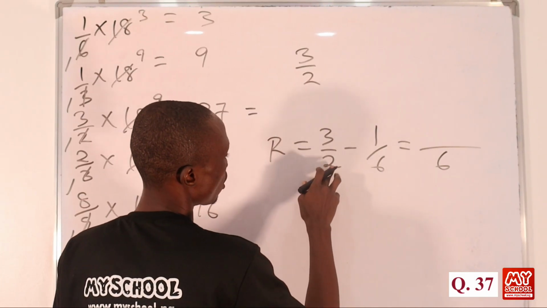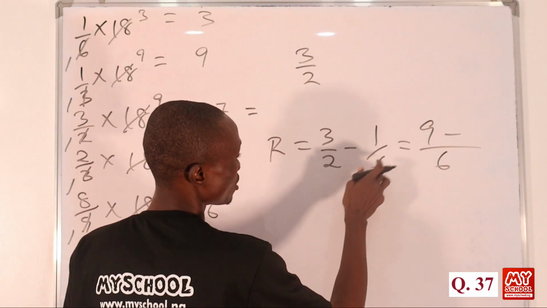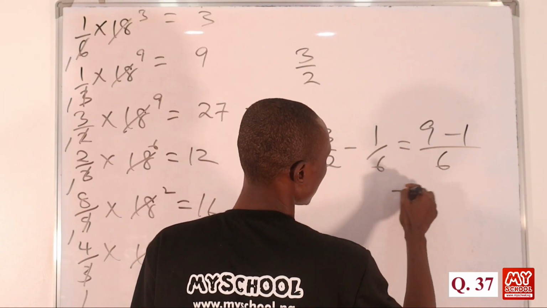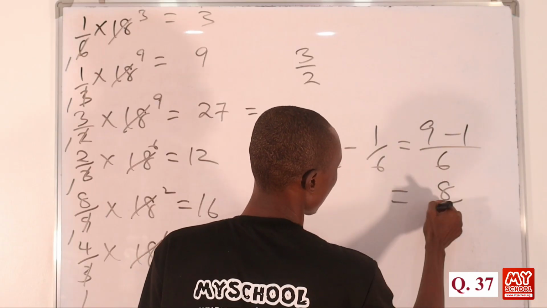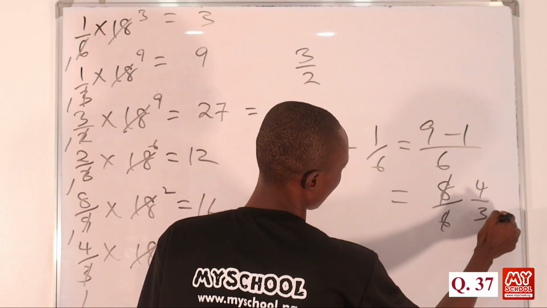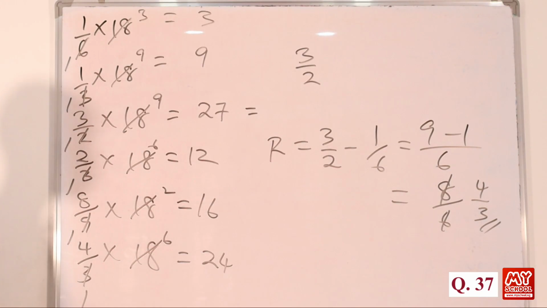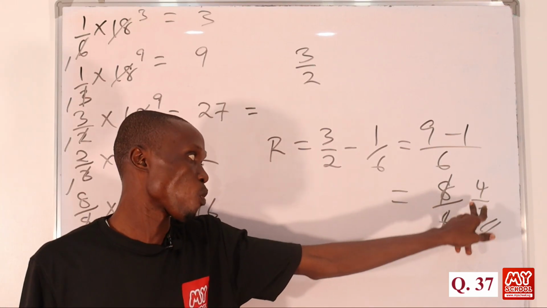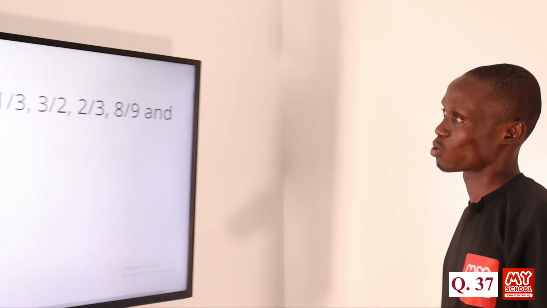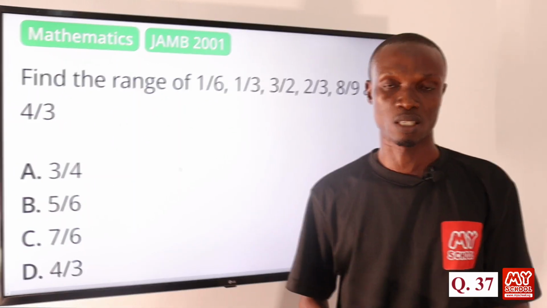2 into 6 is 3, 3 times 3 is 9. Then minus, 6 into 6 is 1, and 1 times 1 is 1. So at the end of the day, we have 8 over 6. 2 here is 4 and 2 here is 3. So the range of the fractions given to us is 4 over 3. Let's return to the screen to pick the correct answer, and that is option D, 4 over 3.